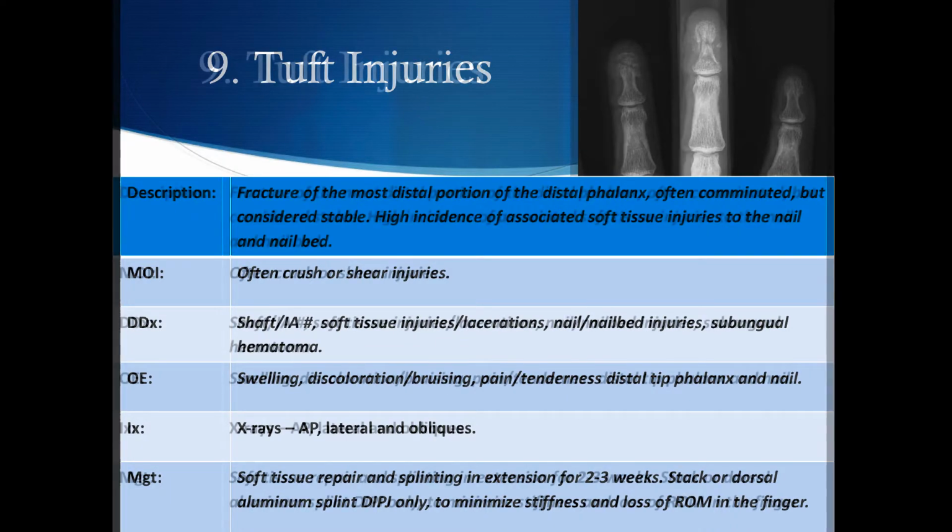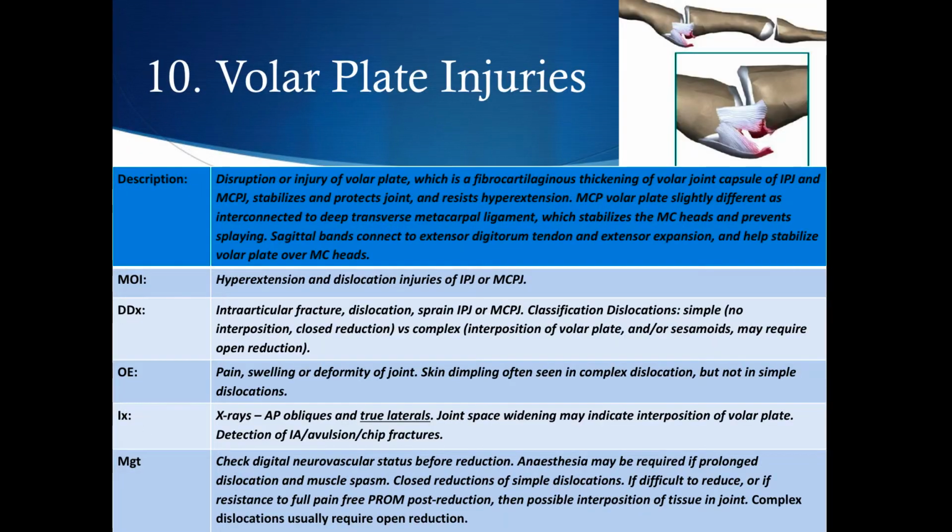We'll move on to joint dislocations and start with volar plate injuries. The volar plate is a fibrocartilaginous thickening of the volar joint capsule of the IP and metacarpophalangeal joints. It provides protection and stabilization and resists hyperextension. The volar plates are disrupted in dislocations and hyperextension injuries.